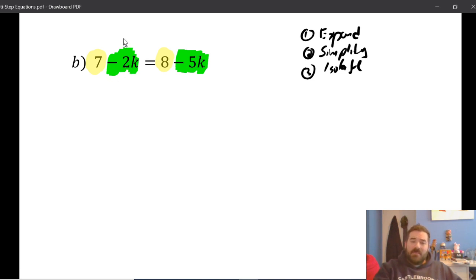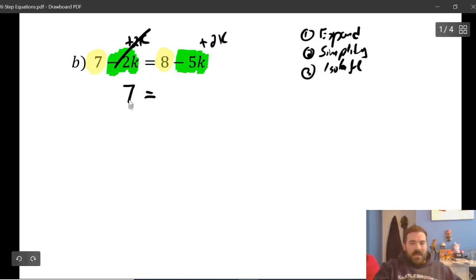What's the opposite of subtracting 2k? Well, it's adding 2k. And whatever I do to one side, I have to do to the other. So negative 2k plus 2k, that's just going to give me 0. I'm going to put my equal sign directly below the one that came before. What's left on that left side? 7. And what's left on this right side? I still have that 8.